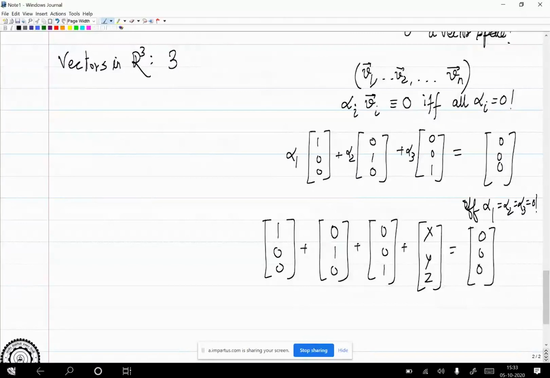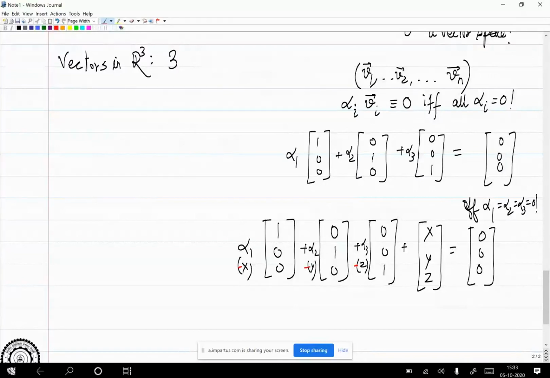Then yes, you can make it equal to 0 if you take alpha 1 equal to x, alpha 2 equal to y, and alpha 3 equal to z. Well, with a minus sign actually. So you also have to have a minus sign. So alpha 1 equal to minus x, alpha 2 equal to minus y, alpha 3 equal to minus z. And you sum it, it becomes 0, isn't it?